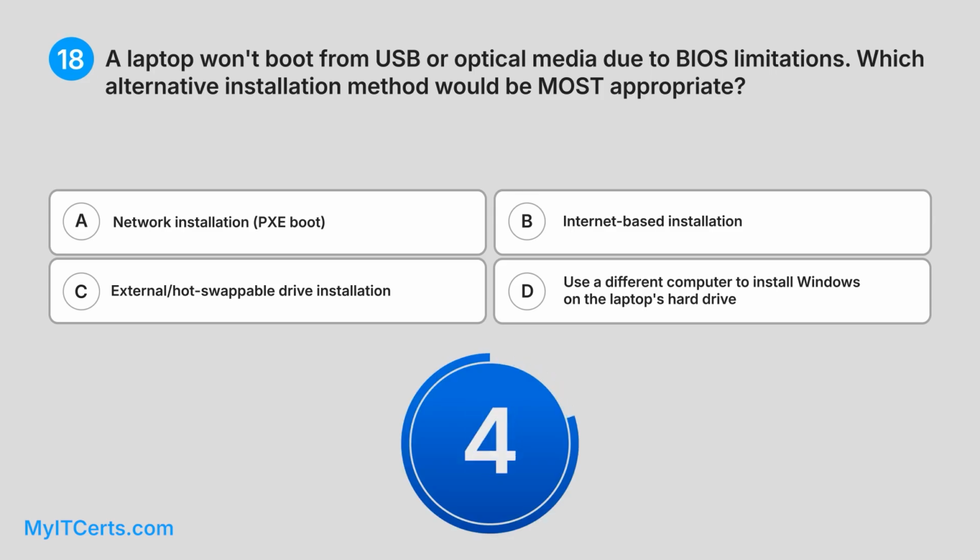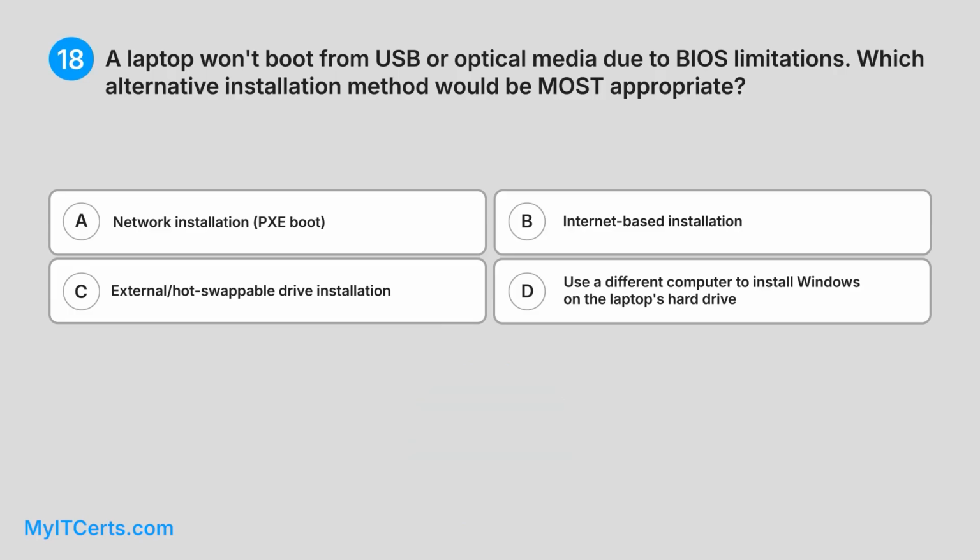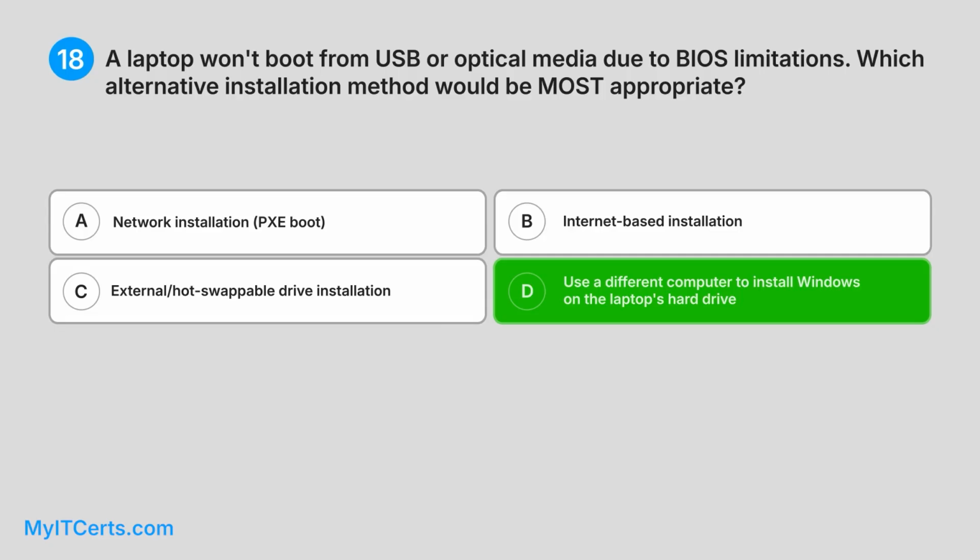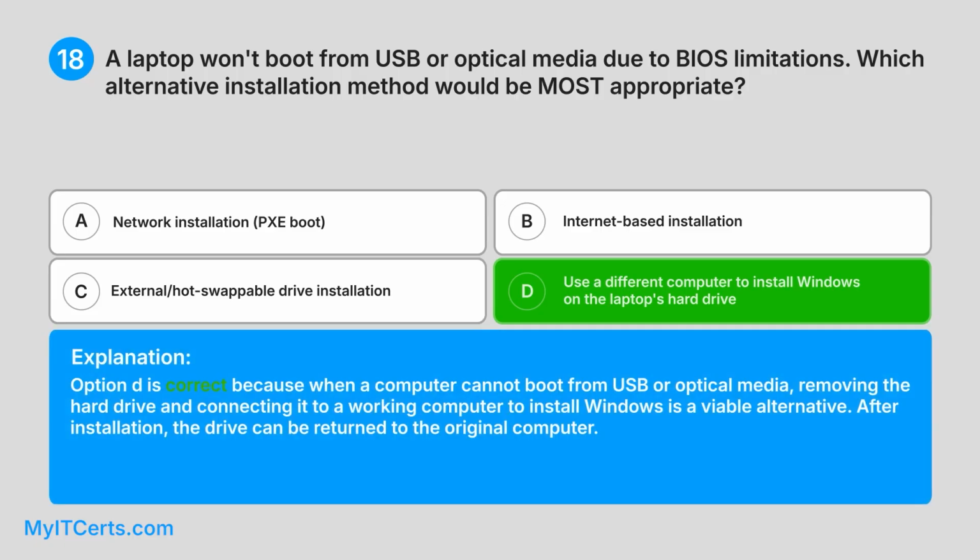Do you know the answer? Correct answer. D. Use a different computer to install Windows on the laptop's hard drive. Explanation. Option D is correct because when a computer cannot boot from USB or optical media, removing the hard drive and connecting it to a working computer to install Windows is a viable alternative. After installation, the drive can be returned to the original computer.